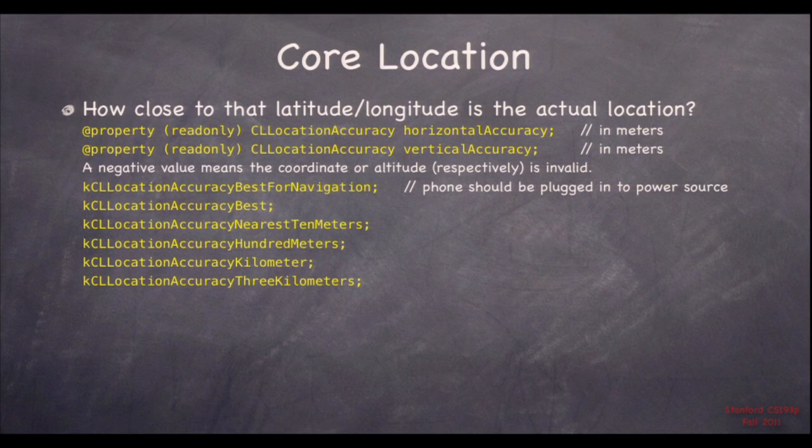Nearest 10 meters is exactly what you think. It's kind of around here. 100 meters is this quad, the engineering quad, so you're somewhere in this area. Kilometer and 3 kilometers, that would be things like using cell towers. That kind of accuracy is very, very rough.